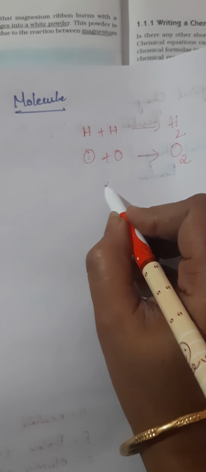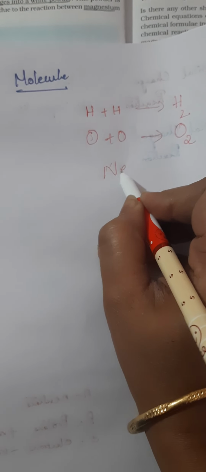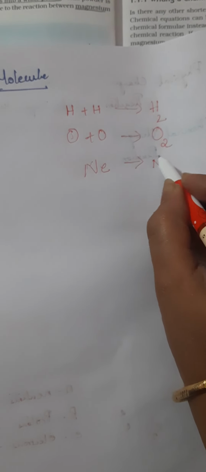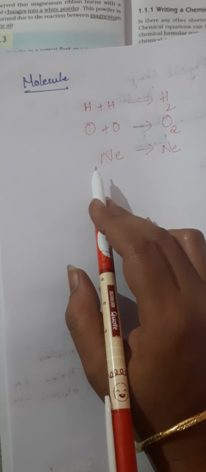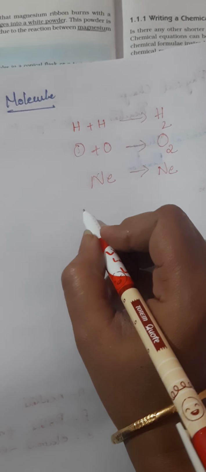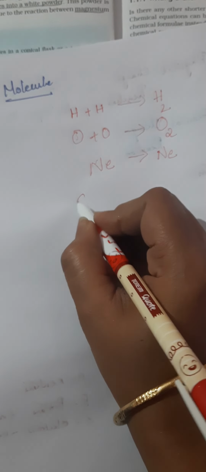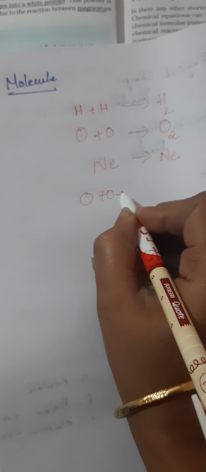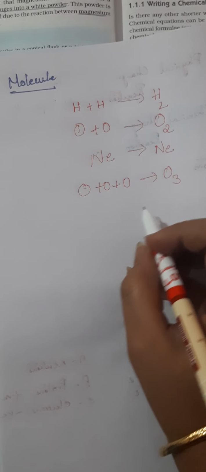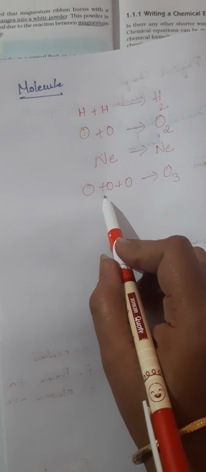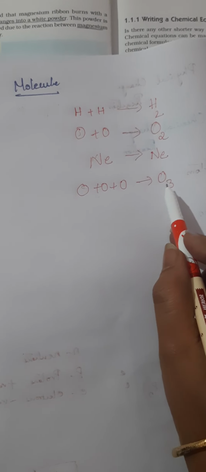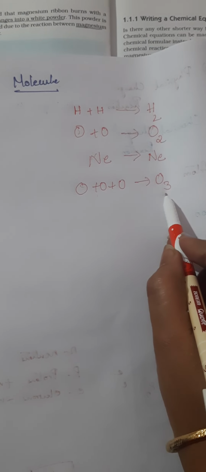Even one atom alone can become a molecule, and we call it a monoatomic molecule, which is usually for inert or noble gases or stable elements. Not necessarily only two atoms can form a molecule, even three atoms of one element can form a molecule. Example, oxygen. Three atoms of oxygen can form one molecule of O3, which is called ozone. So this is a triatomic or polyatomic molecule.